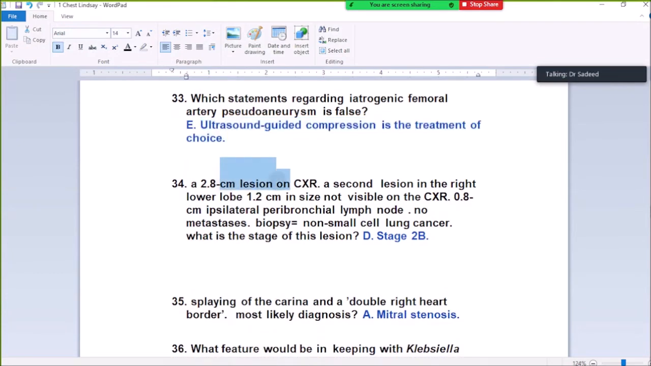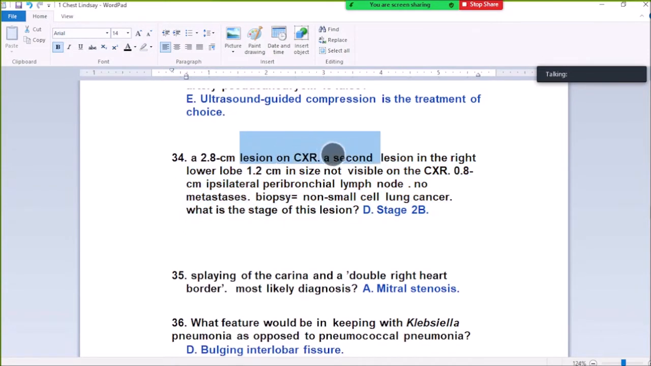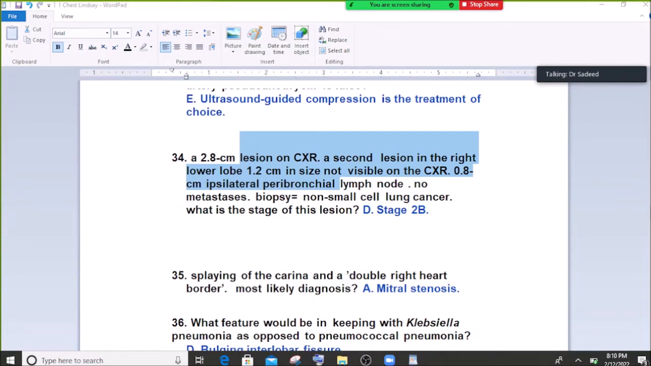34. A 2.8 cm lesion on chest X-ray. A second lesion in the right lower lobe, 1.2 cm in size, not visible on chest X-ray. 2.8 cm ipsilateral peribronchial lymph node. No metastasis. Perhaps it was non-small cell lung cancer. What is the stage of the lesion? Stage 2B. Because there are two lesions in the lung cancer, it is stage 2, and then stage 2B. This is 34. You will write this in the end.